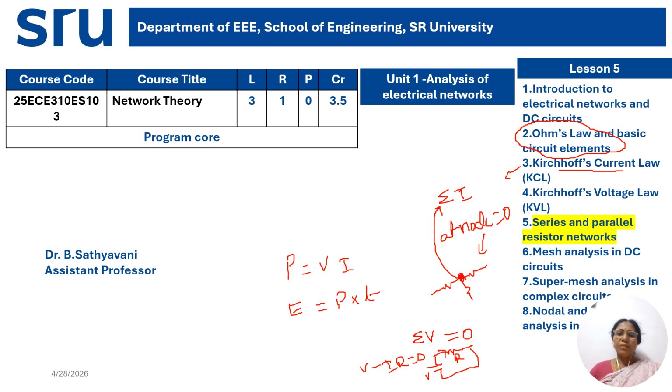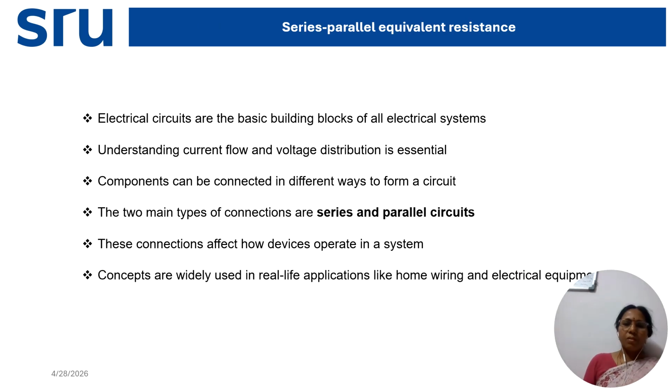Now in this lecture number 5 we are going to discuss series and parallel resistor networks. First of all we will see the electrical circuit. Electrical circuits are the basic building blocks of all electrical systems. Thus understanding the current flow depends on how the elements are connected in the electrical network. We have to estimate the current and the voltage across all the elements which are connected in the network.